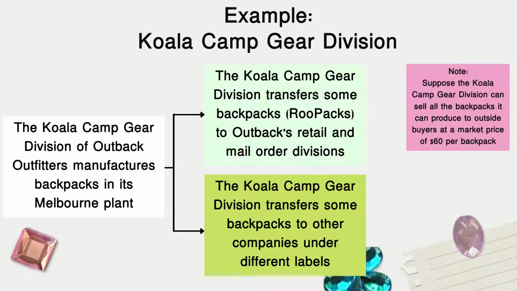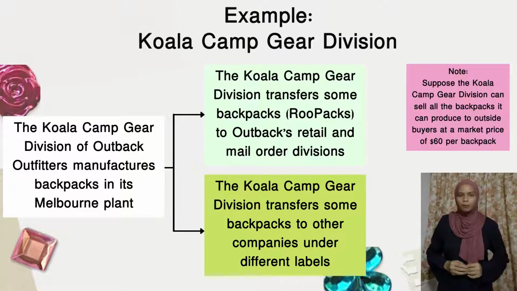Let us move to the example of the Kuala Cam Gear Division. The Kuala Cam Gear Division of Outback Outfitters manufactures backpacks in its Melbourne plant.